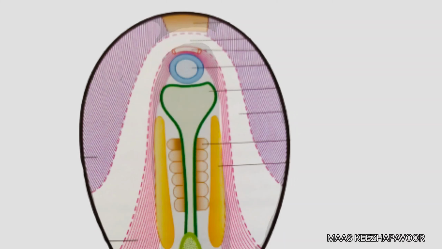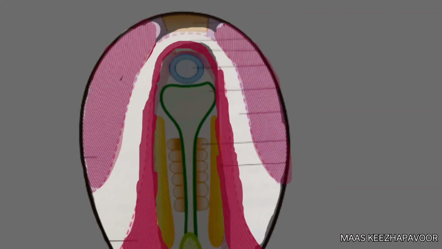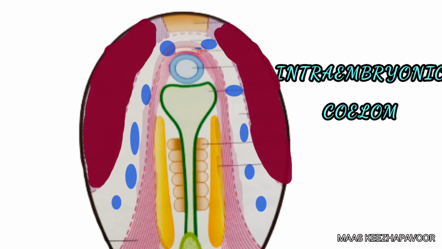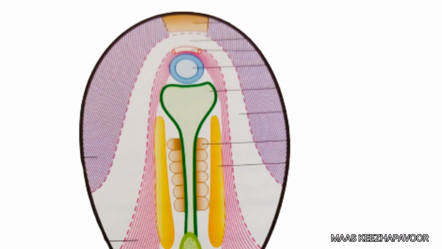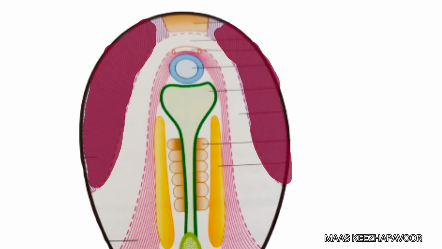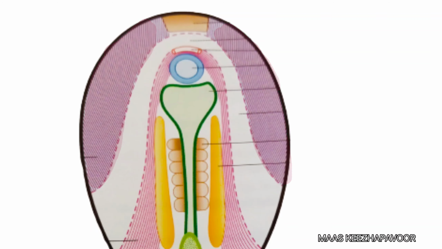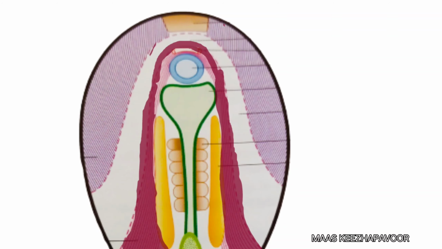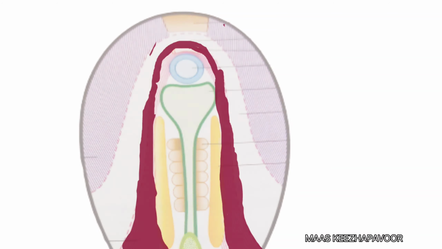The lateral plate mesoderm is subdivided into outer and inner layers by the intraembryonic coelom. The outer layer is the somatopleuric mesoderm and inner layer is splanchnopleural mesoderm.